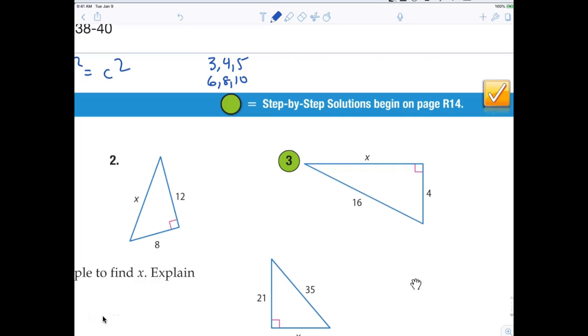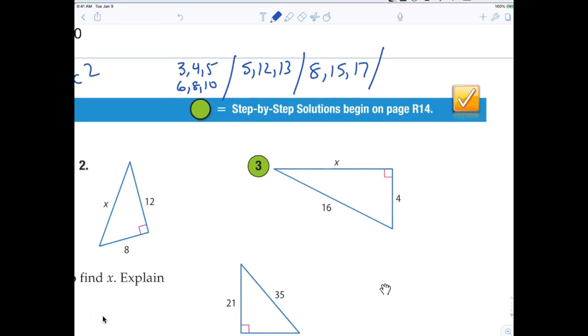The next common triple is 5, 12, 13. That is a common triple. Right off the bat, you'll notice that in question number 1. Now, I want to take a look at the next one. After 5, 12, 13, we would say 8, 15, 17. I need you to write that down: 8, 15, and 17. And then the last one that's common is 7, 24, 25.